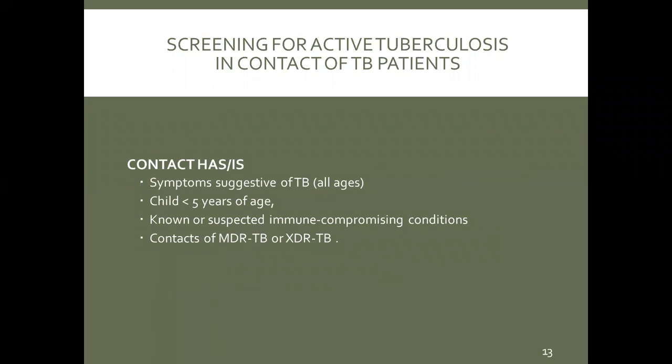There is another topic which is called screening. When we come across a patient who has tuberculosis, we need to screen family members. Contacts should be screened, and if they have symptoms suggestive of TB, then all age groups should be screened. If a child has TB and has a contact who is a child less than 5 years of age, he should be screened. If any person is suffering from an immune compromised condition, they should be screened. Similarly, contacts of persons who have MDR TB, multi-drug resistant TB, should be screened.